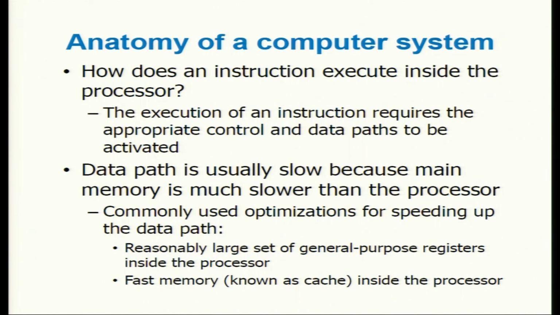Now, the data path is usually slow because main memory is much slower than the processor, much slower. So commonly used optimizations for speeding up the data path involve the following two. First of all, you can have a reasonably large set of general purpose registers inside the processor for storing these values, that avoids going to the main memory every time. And you can have fast memory known as cache inside the processor. That also helps you have data inside the processor so that you don't have to go to main memory. So we'll talk about these two things in more detail.